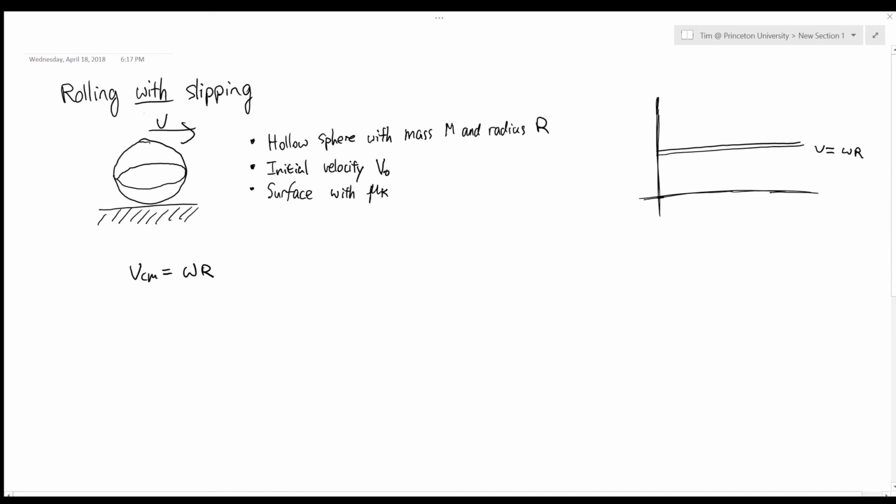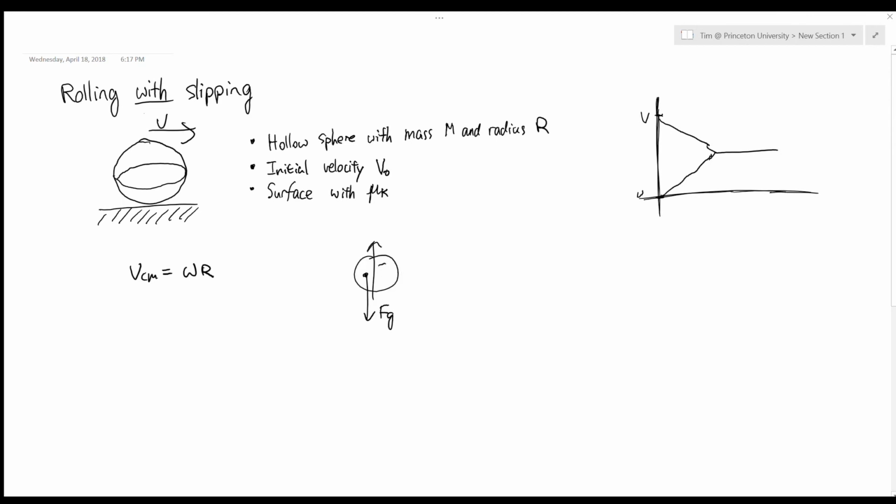Now, with rolling with slipping, that's not the case because in the beginning, it is not rolling as fast or as slowly as it is actually moving. So you would have, let's say, velocity that starts up here and rotational velocity omega start down here. And velocity will gradually decrease while the rotational velocity will gradually increase until they meet at this point, and then it continues on to roll without slipping. So the first thing that we're going to do with a rolling with slipping problem is to draw a force diagram.